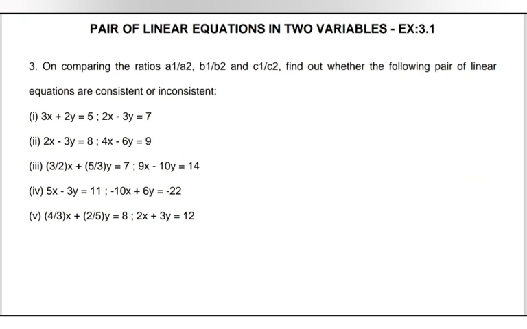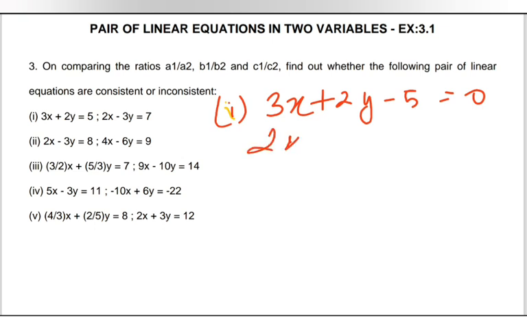First question: 3x plus 2y is equal to 5 and 2x minus 3y is equal to 7. First we can change the order for our convenience. So 3x plus 2y minus 5 is equal to 0. By changing this, you can easily identify a1, b1 and c1. The second equation is 2x minus 3y minus 7 is equal to 0.